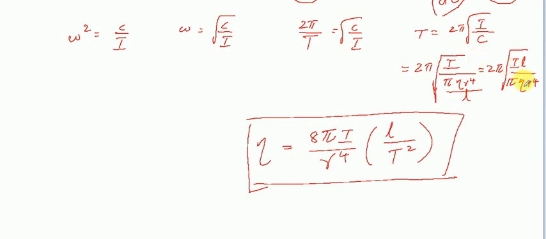Substituting and simplifying for eta, the rigidity modulus of the wire is given by 8 pi I over r to the power 4 times L over T square. So all these are known quantities, and we can find the value of rigidity modulus of the material of the wire.